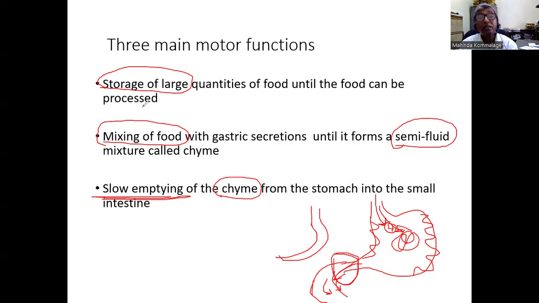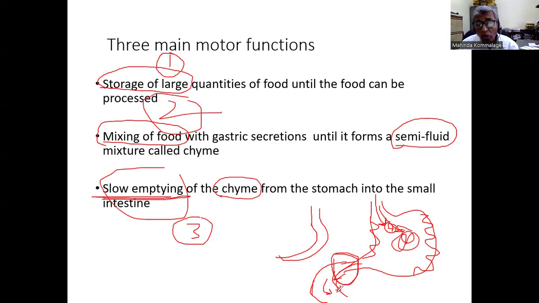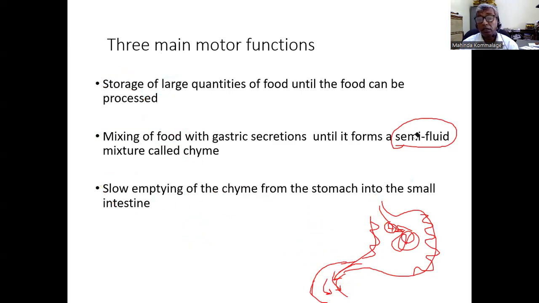So in the stomach, storage is important, mixing is important, right? So mixing like this and slow emptying is important, right? These three are the motor functions, or movement actions, of the stomach, right? Okay. So we will see the regulation of these functions. So these are the three motor functions related to the stomach.